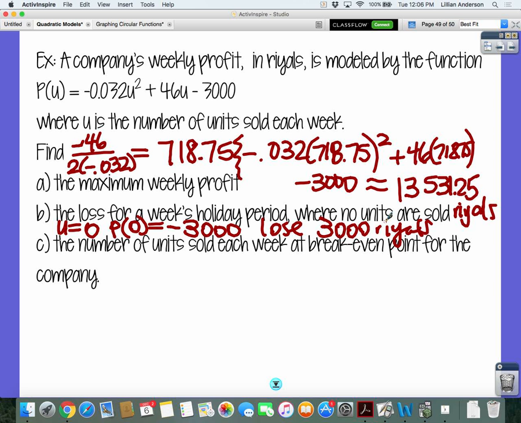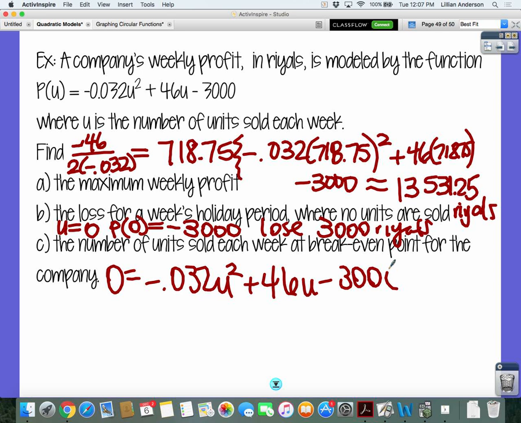Now it says the number of units sold each week at break-even point for the company. If you break even, then what? You're making no money, so profit has to equal 0. So you plug 0 in, that's what it means to break even. So then we plug 0 into y1, all of this into y2, because I strongly suggest not trying to use the quadratic formula for this. And then see where they intersect.